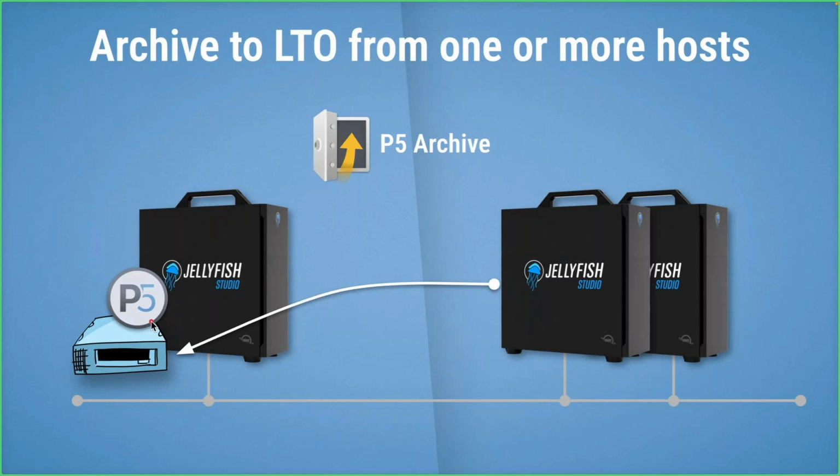So P5 operates in a workgroup setting where you can have multiple hosts, in this case these Jellyfish storage units, transferring data between each other. So in the archive module, you can have what we call agents over on the right-hand side, providing data through the P5 server on the left-hand side to that tape device. So that's P5 archive. You can archive from multiple Jellyfish units to a single drive, effectively sharing that drive across the network.